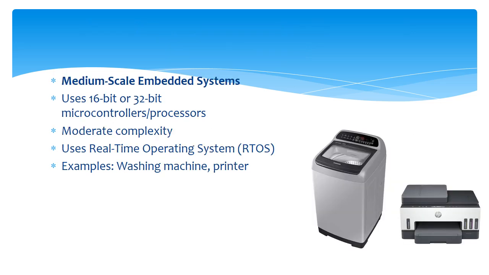The medium scale embedded system is the second classification under performance. This makes use of 16-bit or 32-bit processors or microcontrollers, and it has moderate complexity, and again uses a real-time operating system, in case you will be changing the task and it will work accordingly. Examples are washing machines and printers.